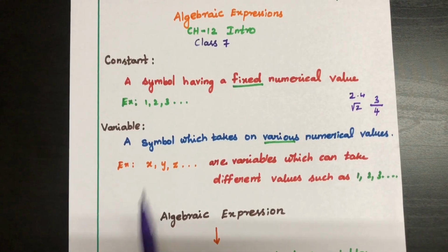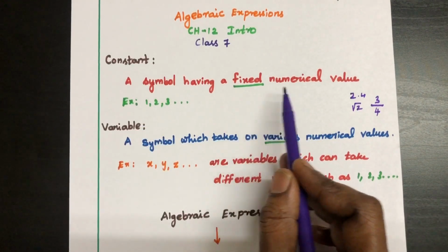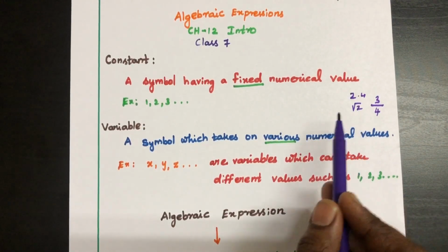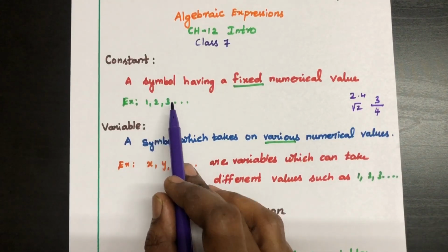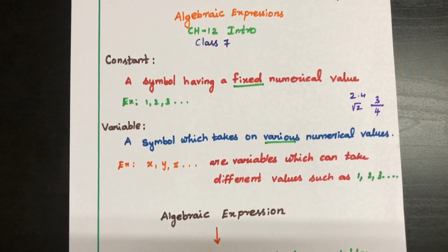Numbers are constant. A symbol having a fixed numerical value. That means it won't change. 3 by 4 means it's 3 by 4. 1 means 1. 3 means 3. So this is called constant.